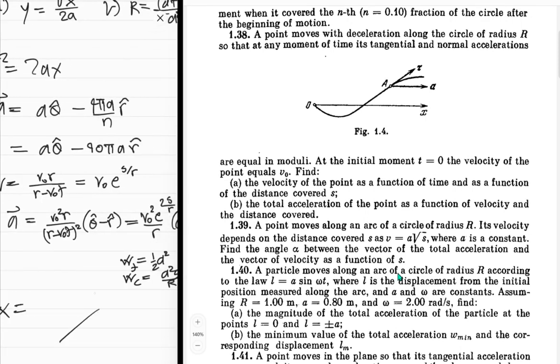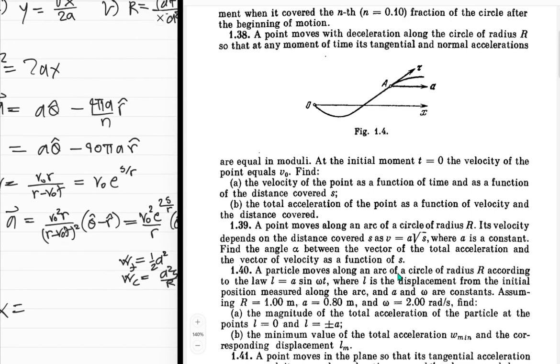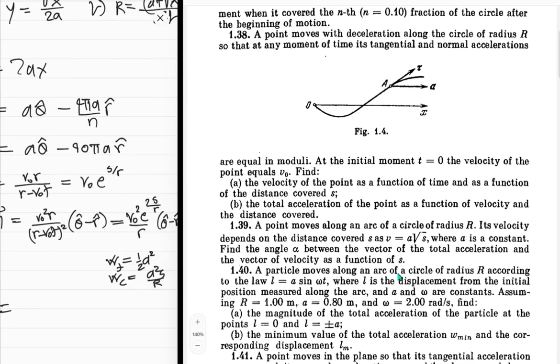Wait, I should just draw this. So this is your v vector like that, and then this is the w vector. Centripetal acceleration is this thing. This is the tangential acceleration. Fine. And this would be our angle alpha. So tan alpha is just w centripetal upon w tangential. That should make sense. So this upon that, right?